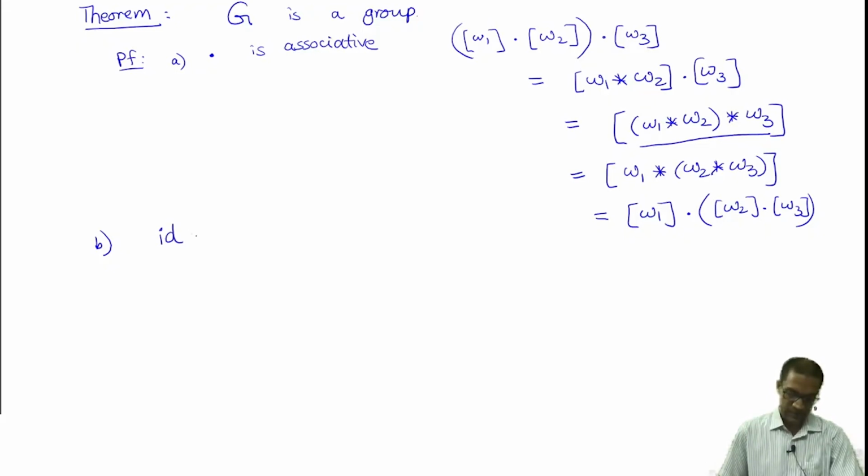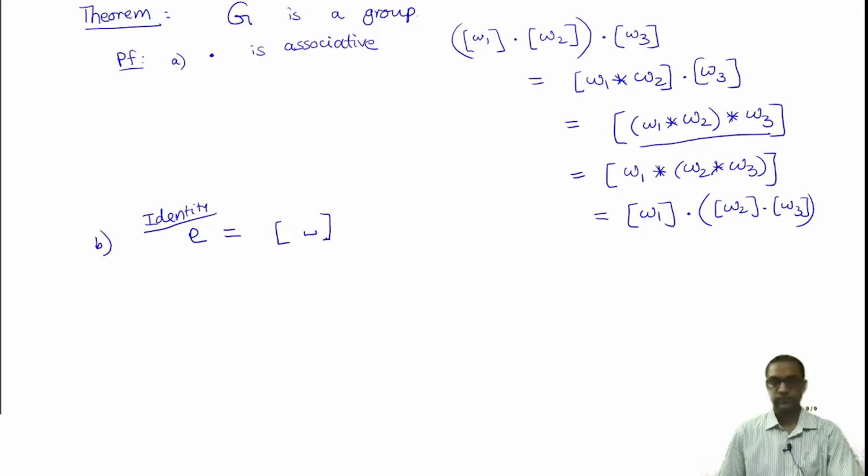What should the identity element be? Well, let's call it E, maybe, the identity element of this group G. I claim it's nothing but the equivalence class of the empty word. That is the empty word in words of S hat. The equivalence class of the empty word, by the way, has lots and lots of words, remember?